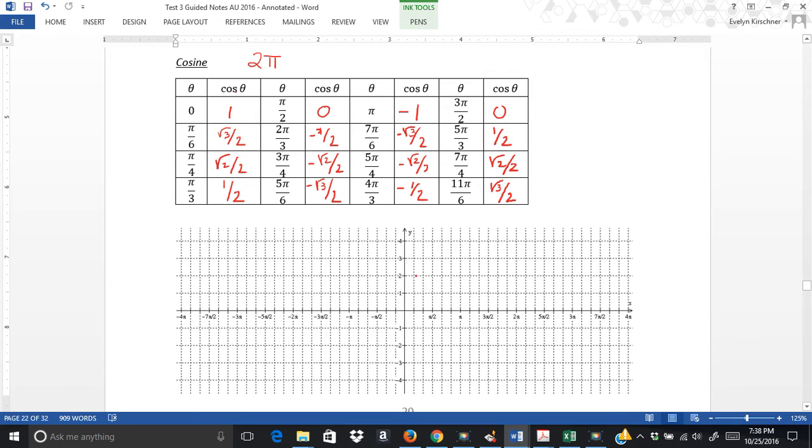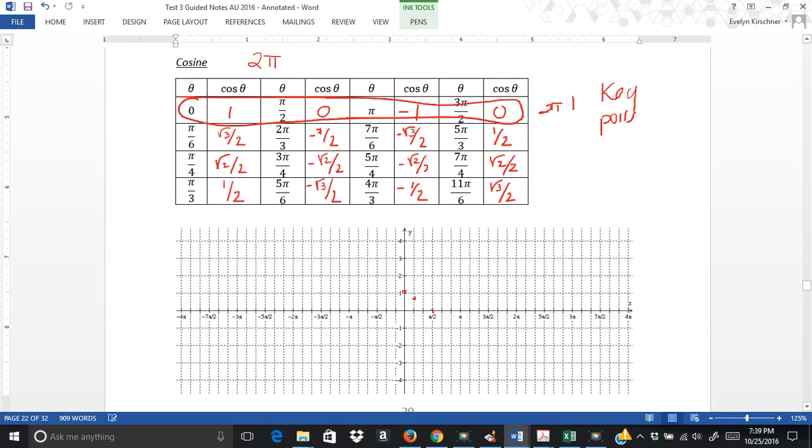Now I could try to graph these all, so I have 1, and then at pi over 6 I have radical 3 over 2, and then I have a half at pi over 3 and 0, but really these are the important numbers just like before, plus 2 pi, because 2 pi is the same as 0, at 2 pi it's 1. These are called the key points.